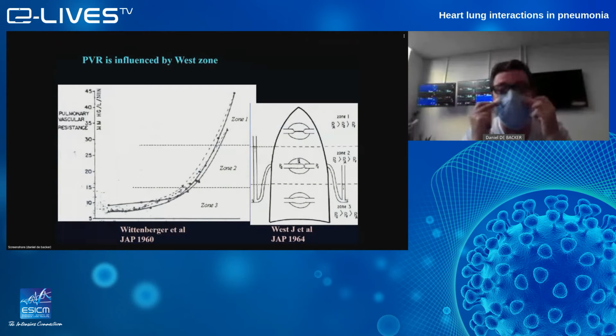It's also important to realize that the vascular resistance are influenced by the West zones, being maximal in zone 1 and lower in zone 3. To which extent these are affected by the pneumonia in these patients is still something we need to look at, because it's interesting to realize that because of the lack of condensation, it is very likely that we may face a lot of zone 1 areas in these patients.